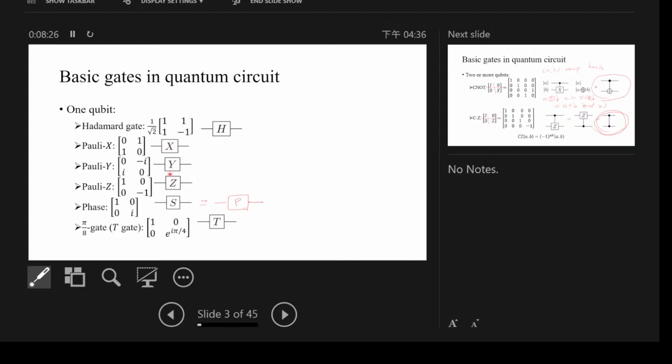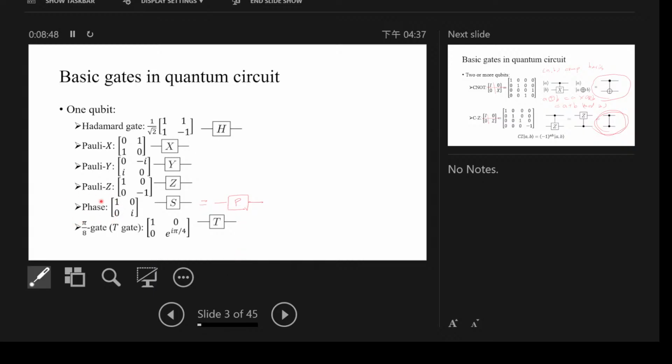Square with X, square with Y, and a square with Z. Okay. So those four are the most common 1 qubit gates we'll see, and then there are 2 other gates. Their names are a bit funny. Anyway, so there is a phase gate.